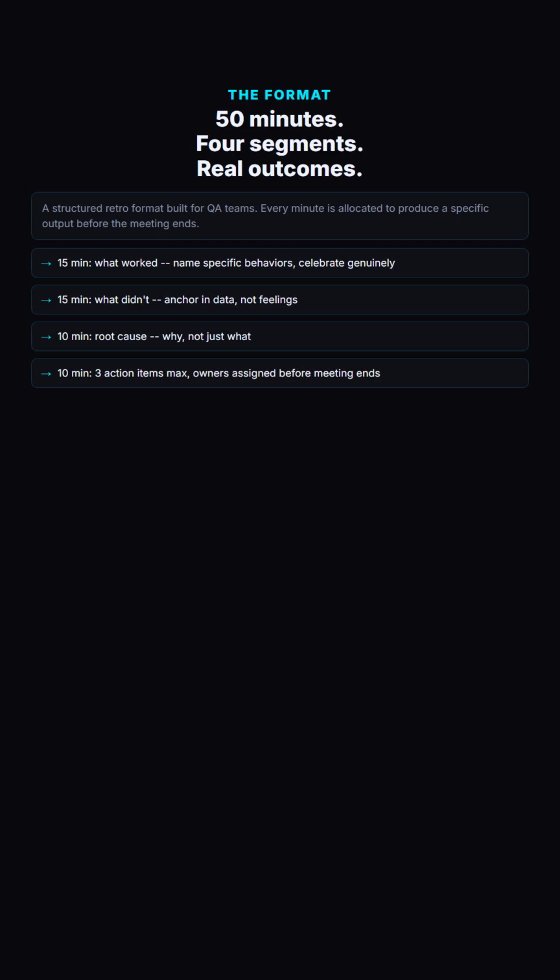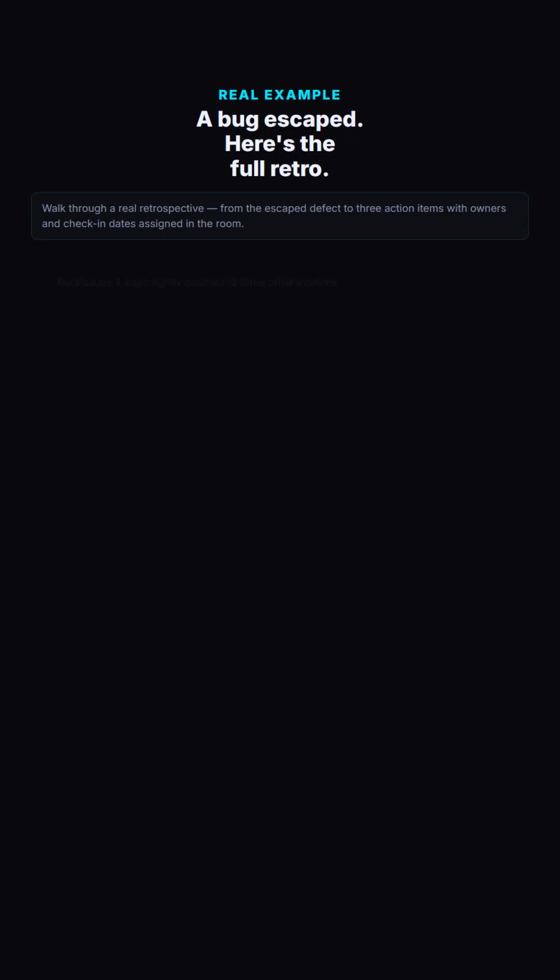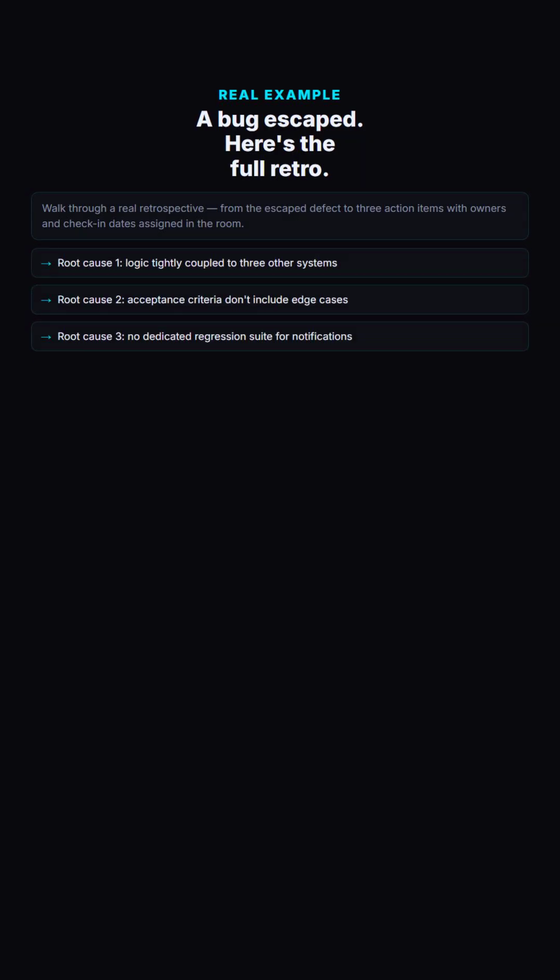That 50-minute structure is tight enough to stay focused and specific enough to produce outputs that are actually actionable. Let me walk through a detailed real-world example of how this plays out when it works. A development team is 3 sprints into a new release cycle, and their quality data shows a consistent pattern. The user notification system keeps generating a disproportionate number of defects sprint after sprint.